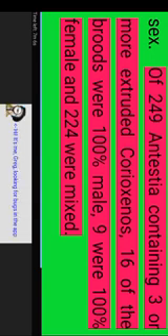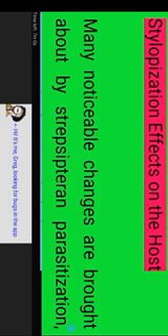With a greater number in each host, the sexes were present in about equal numbers. Such records show no tendency for the brood in a host to be of only one sex. Of 249 antestia containing 3 or more extruded Corioxenos, 16 of the broods were 100% male, 9 were 100% female, and 224 were mixed. Stylopization effects on the host.